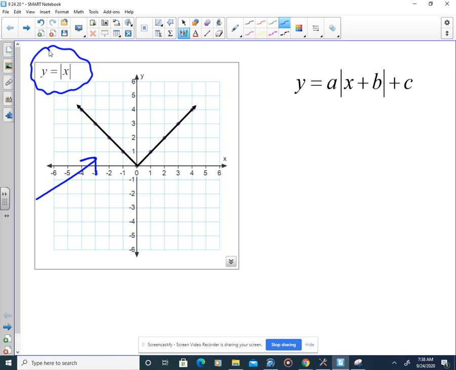There are other members of this family that you can get by adding these values, a, b, and c. Remember, each of these values affects the parent graph differently. The a value can change the steepness or the slope of the graph. And also, if a is negative, it flips it.